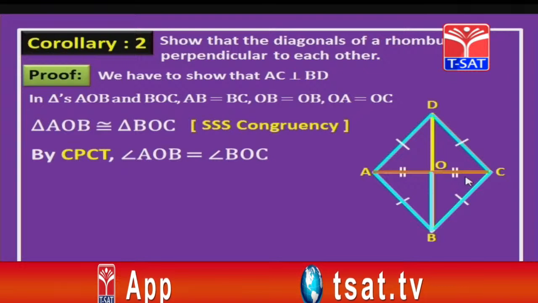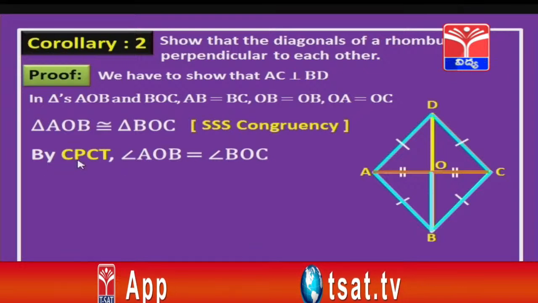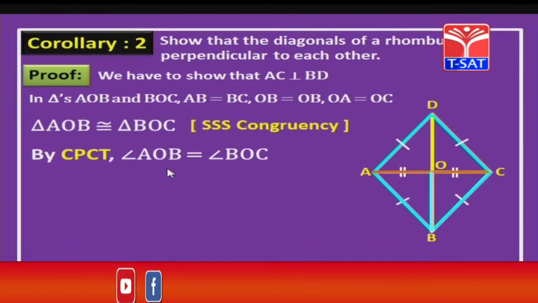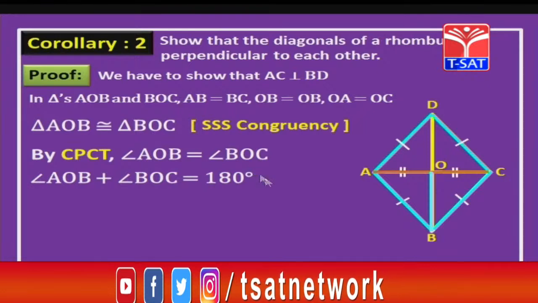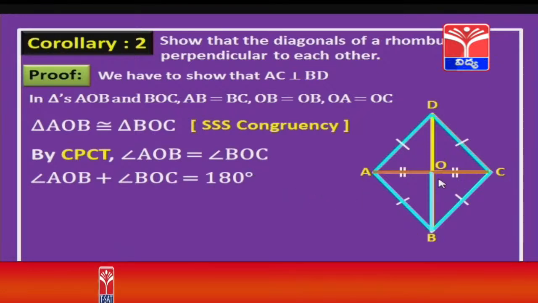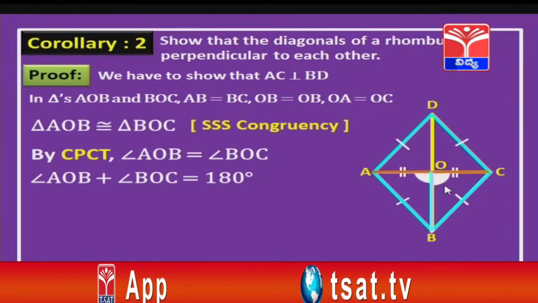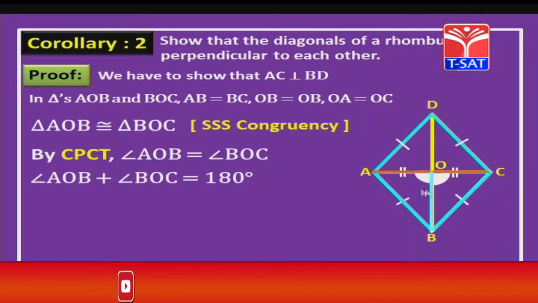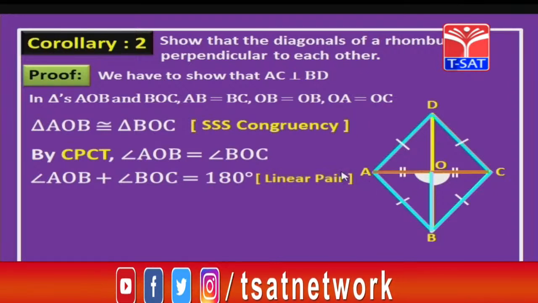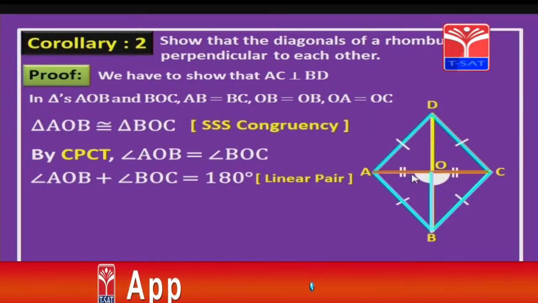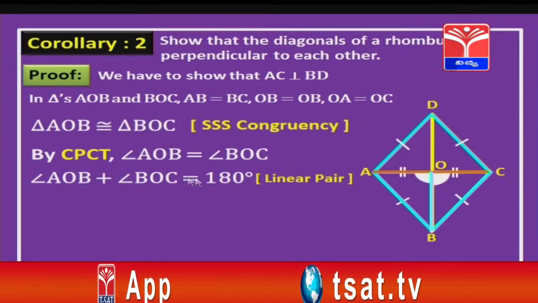So, by CPCT, that means corresponding parts of congruent triangles, I can write angle AOB and angle BOC both are equal. If you notice angle AOB, that is this part, and angle BOC, that means this angle, both are equal. Okay, children. Now, let us add these two angles, AOB and BOC. Why is the sum of these two equal to 180 degrees? Yes, the reason is they are a linear pair. AC forms a straight line. So, we have taken a point on a straight line. Now, this total angle will be 180 degrees. That is why AOB plus BOC is 180.